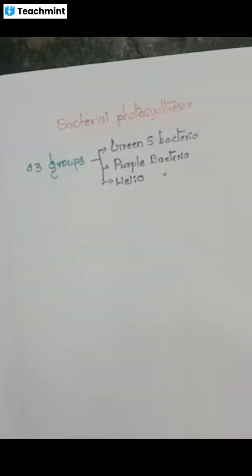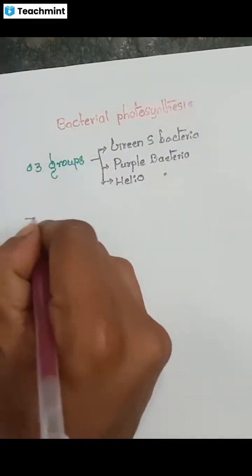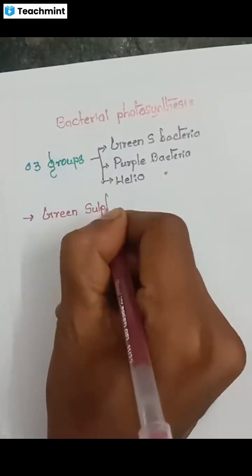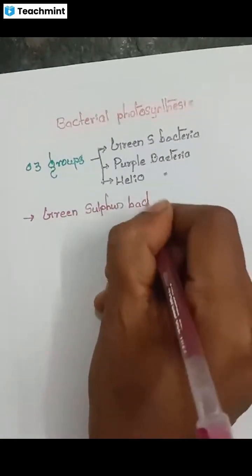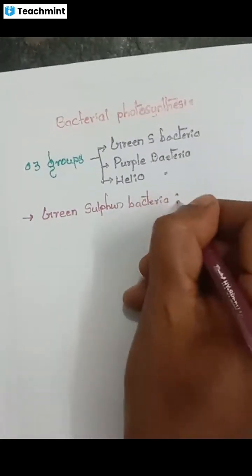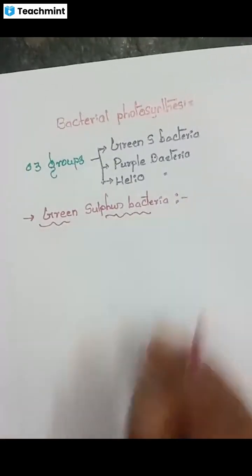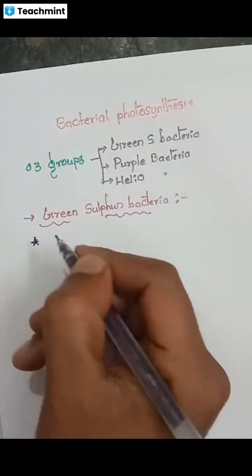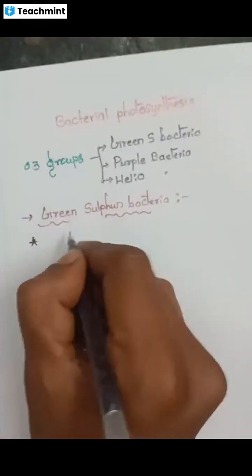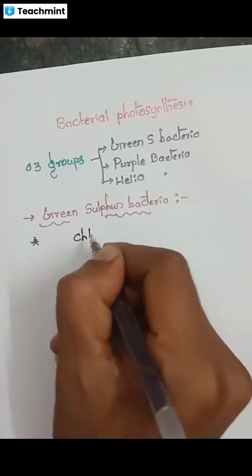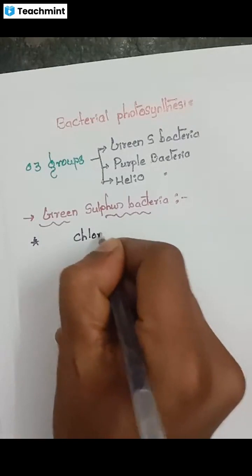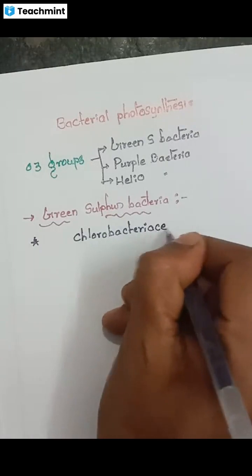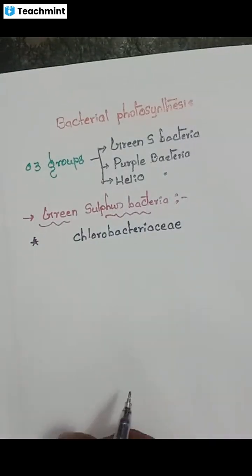So first of all, I am going to discuss green sulfur bacteria. The first group is green sulfur bacteria. The green sulfur bacteria belong to Chlorobacteriaceae.